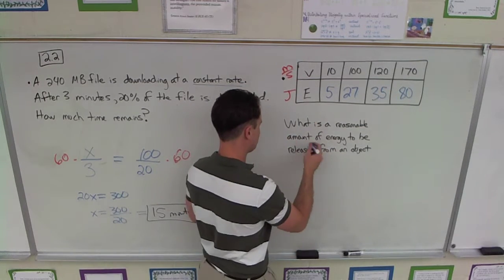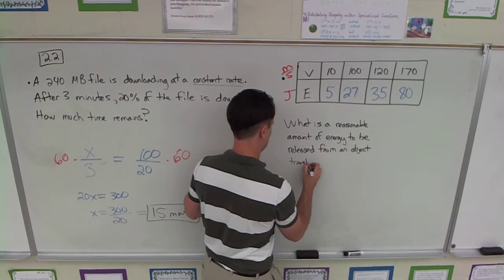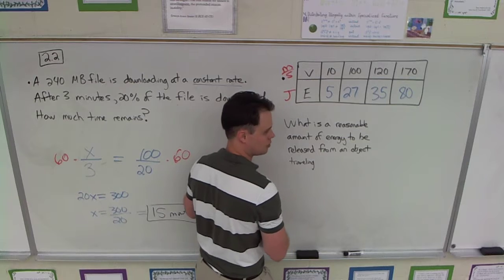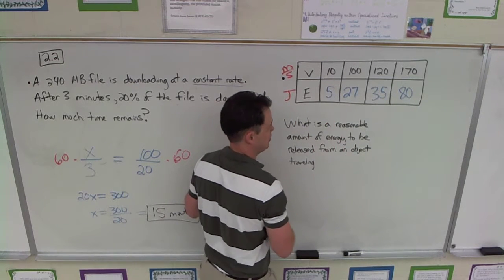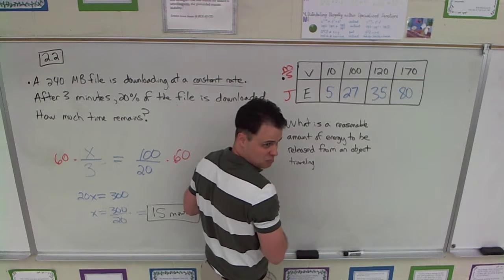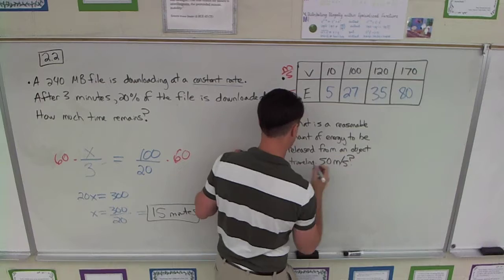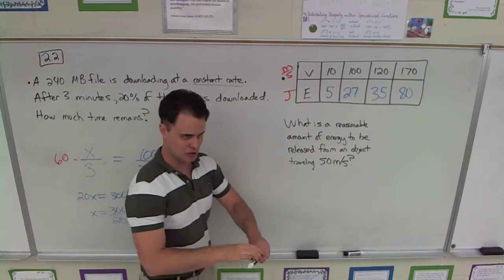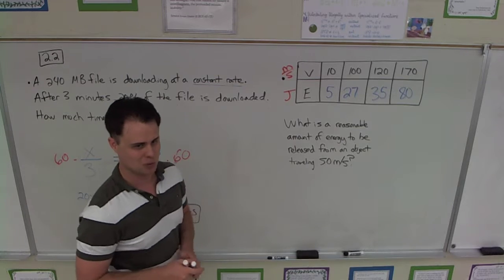Anyway, so what's a reasonable amount of energy to be released from an object traveling, I don't know, what do you guys want to pick? How fast? 50? Should you say 50? Say 50. 50 meters per second. So even though we couldn't really do this physically with the proportion, we're going to try it. Which means our estimate will probably suck. But oh well.